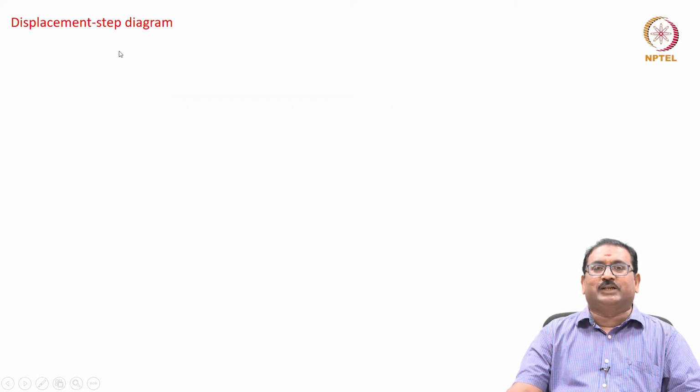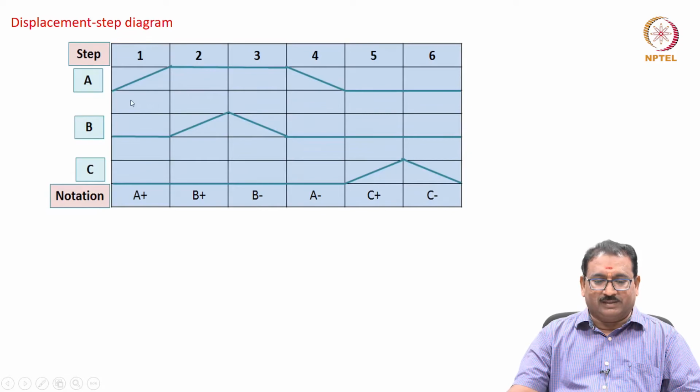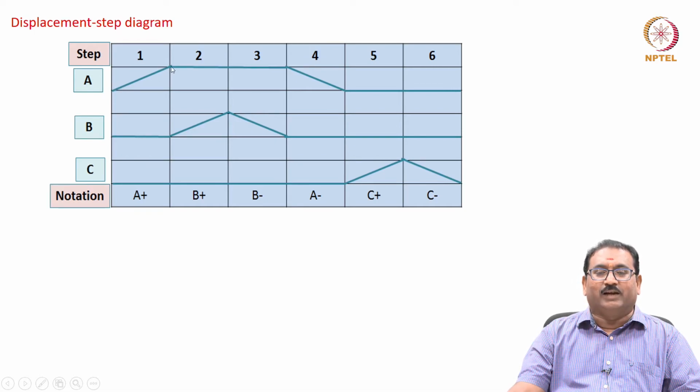Next, the displacement step diagram. From the given statement, you have to form the displacement step diagram, showing how cylinder A operates, B operates, C operates. I am showing you steps 1, 2, 3, 4, 5, 6 and the notation down here, A plus, B plus, whatever it is. Now, we will see what happens with A. The cylinder A will extend first, A plus action.